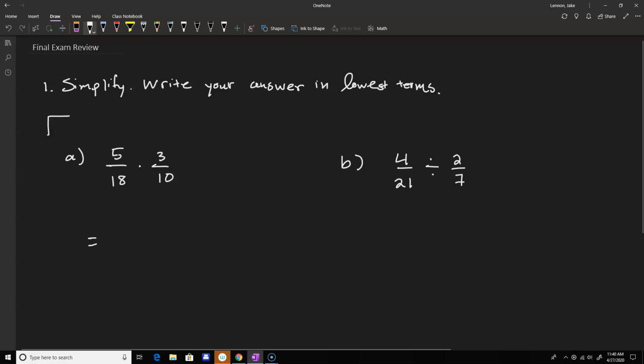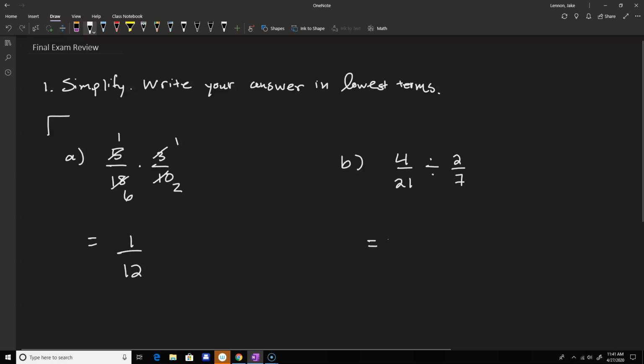So what I mean by that is 5 will go into 10 twice, so we can cross off the 5, make that a 1, and then cross off the 10, make that a 2, because 2 times 5 is 10. And with 3, we can do the same thing going into 18. 3 goes into 18 6 times. So that'll just leave us with 1 on top, 1 times 1, and on bottom 12.